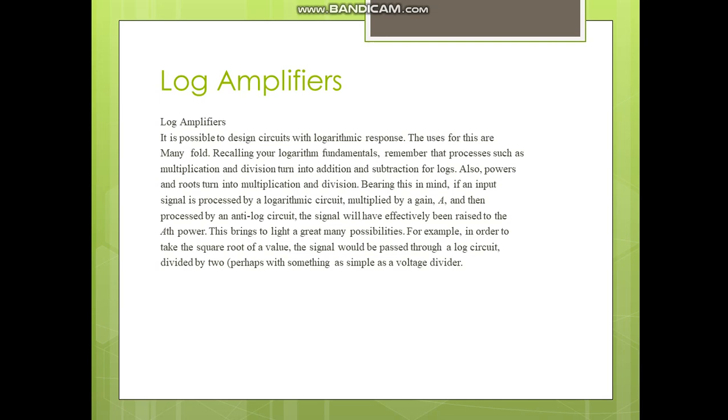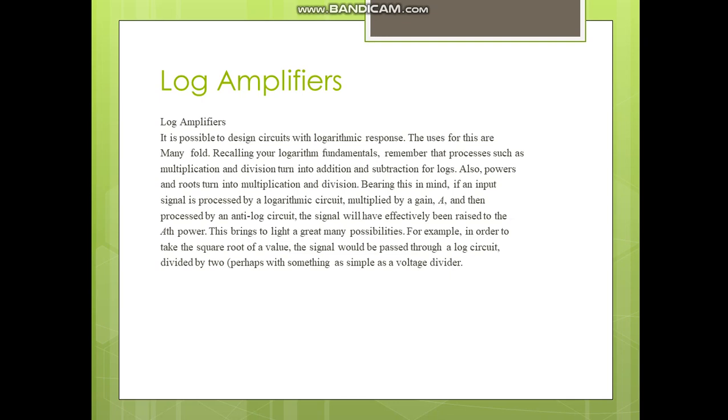This uses many techniques. The fundamental behind this is that multiplication and division turn into addition and subtraction for logs. Also, powers and roots turn into multiplication and division. Taking this into mind, the logarithmic circuit is designed, which has a constant, which is the gain of the circuit. It is then processed by an anti-log circuit. The signal will have effectively been raised to the 8th power.